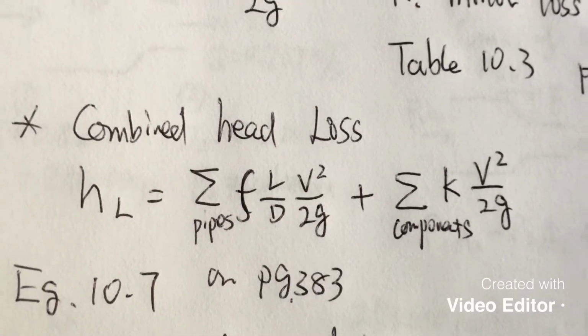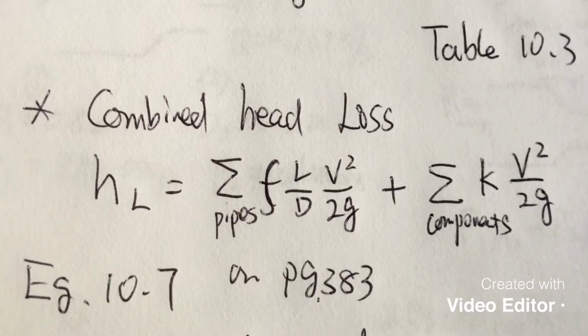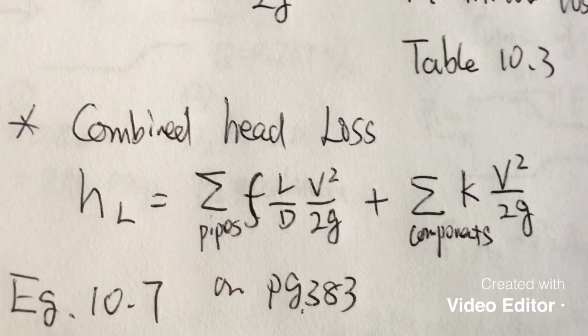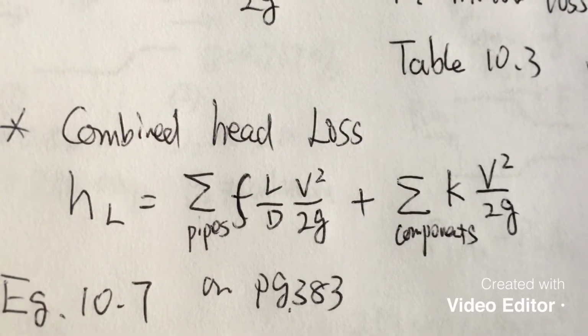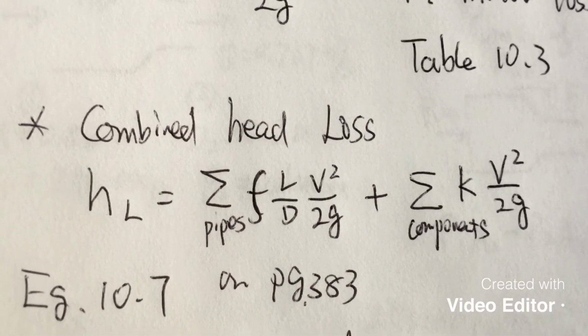Okay. So there is Example 10.7 in the textbook, page 383. Please read it. It's a very simple problem. It's just tedious, with different components. Just add all the losses together. Okay, that's the total head loss.